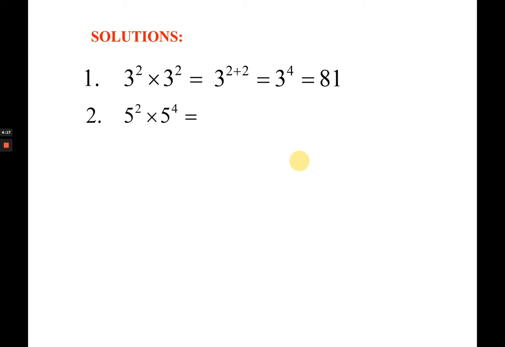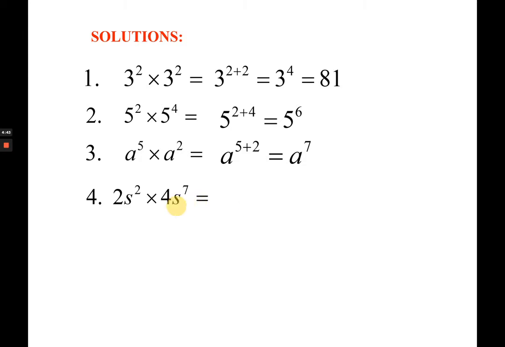Next, you have 5 squared times 5 to the power of 4. You just add 2 plus 4, 6. 5 to the power of 6. You have a variable this time, a to the power of 5 times a to the power of 2. You have 5 plus 2 is 7. You can also read a to the power of 2 as a squared.